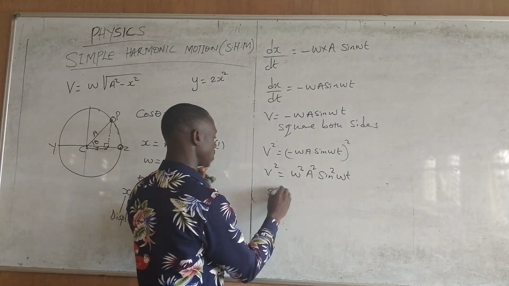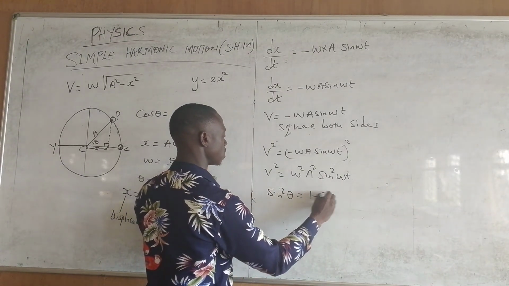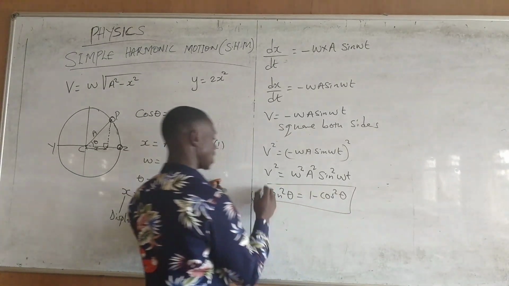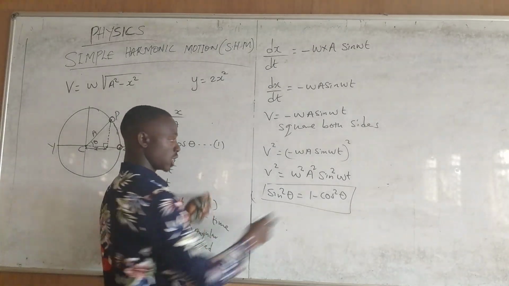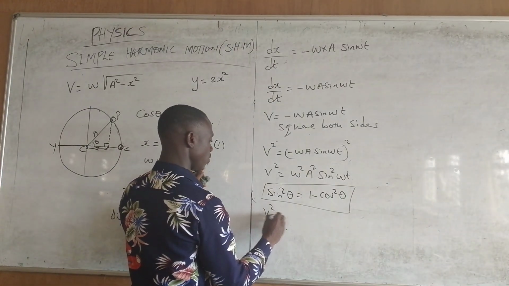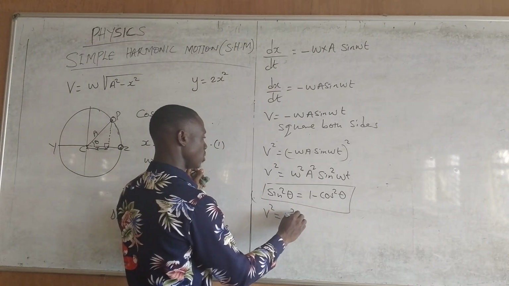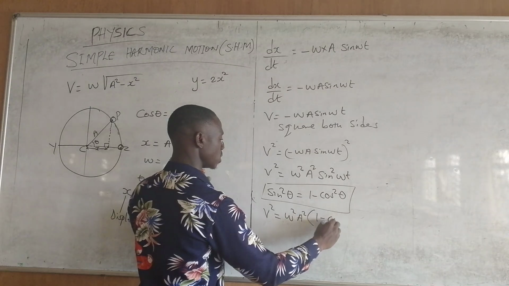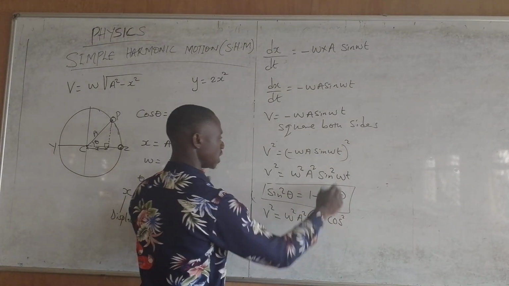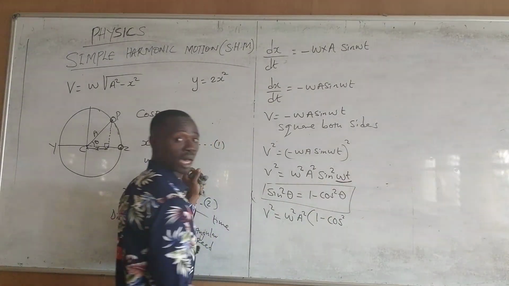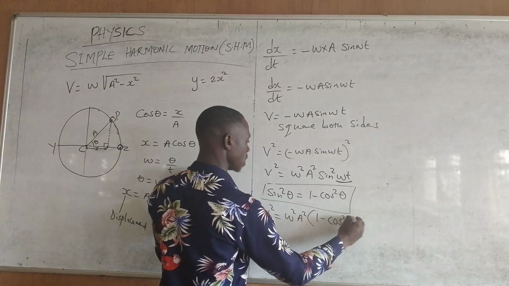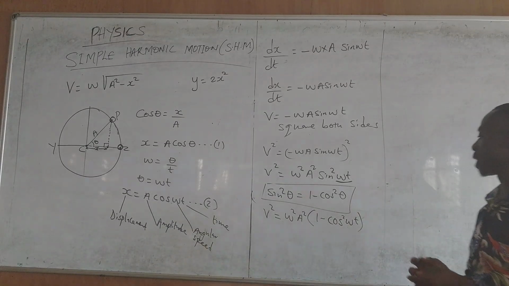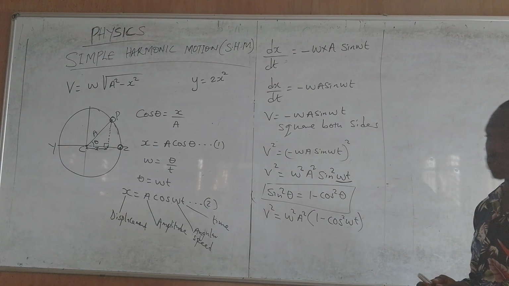sine square theta equals 1 minus cos square theta from your trig identity? Sine square theta equals 1 minus cos square theta. So that's what we're going to do here. V square equals omega square a square into 1 minus cos square omega t. The whole of omega t is representing our angle, our theta.